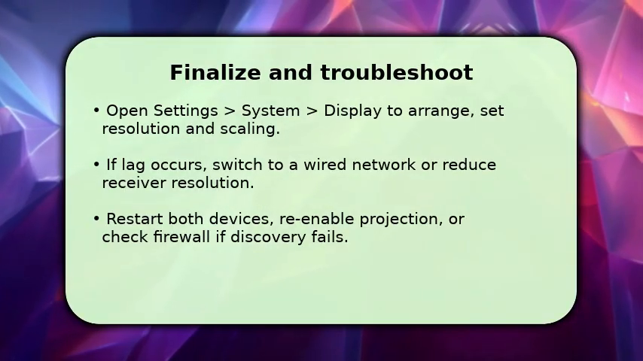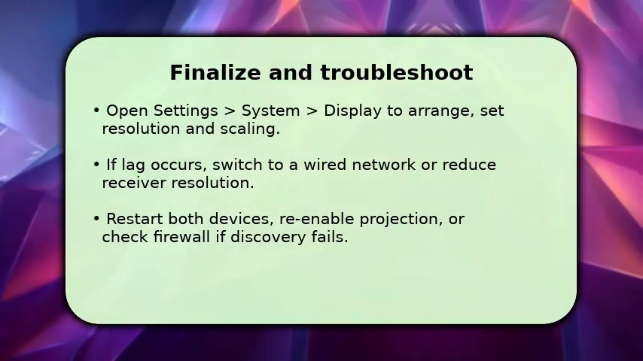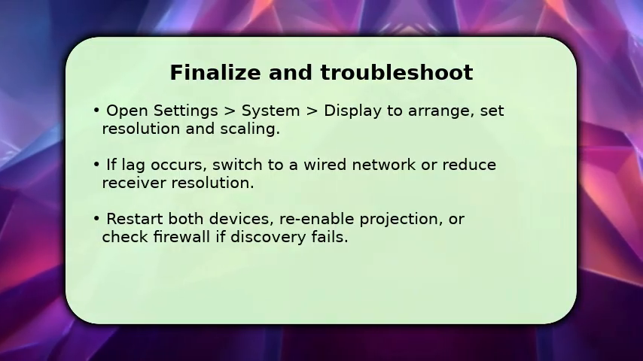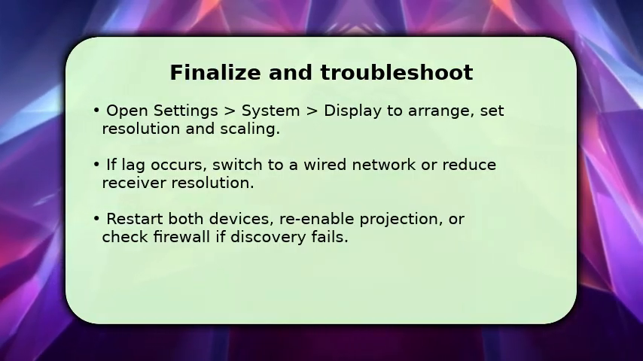If the receiver disappears, restart both PCs, re-enable projecting to this PC, and verify firewall settings allow wireless display traffic. These steps clear most connection and discovery problems quickly.